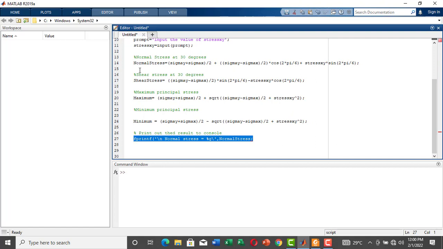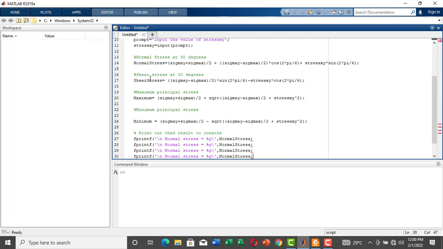Okay, so let me copy this. Control C. How many things do I want to print? I want to print this one, 1. I want to print this one, 2. I want to print this, 3. I want to print this, 4. Okay, so let me paste it 3 more times. Control V, Control V, Control V. Okay, so I've printed the first one, right? So the second one I want to print is the shear stress. So let this be shear stress. Then this will also be shear stress, but without space.